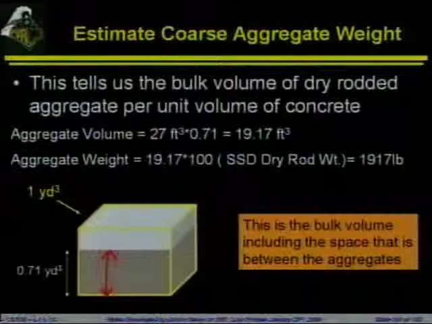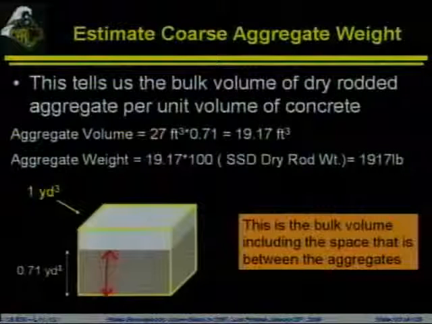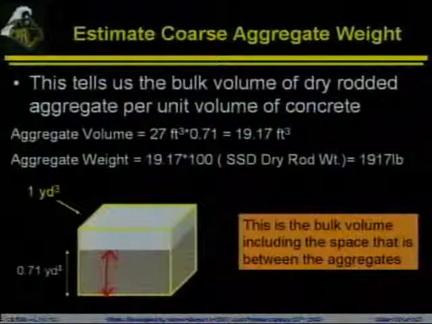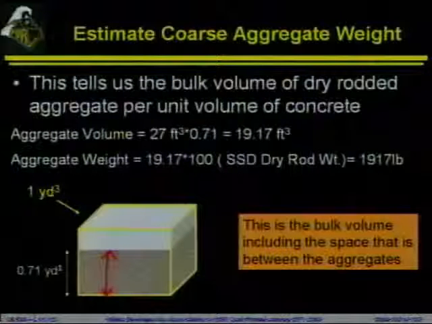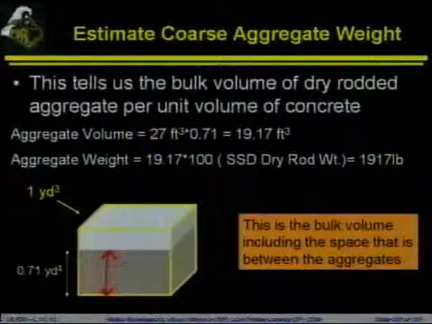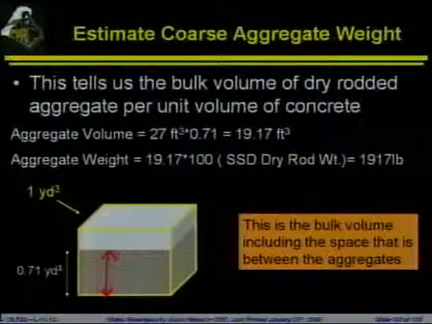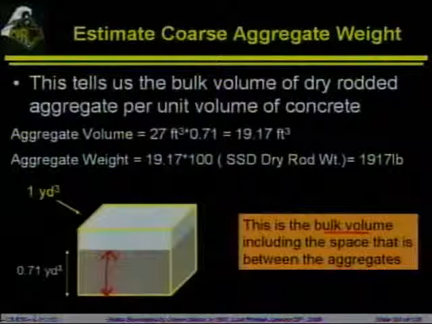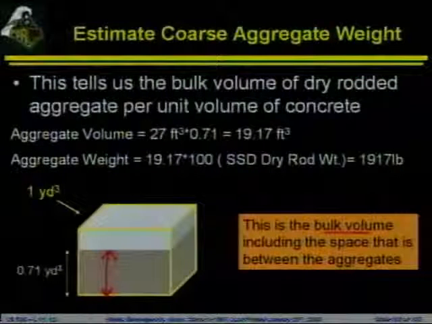That is the volume that's just occupied by the coarse aggregate, but what I will mention here is there is space in between those particles. There's space where the sand is going to go, there's space where the paste is going to go, but that 0.71 really gives us an idea of the bulk volume that coarse aggregate is going to take up.